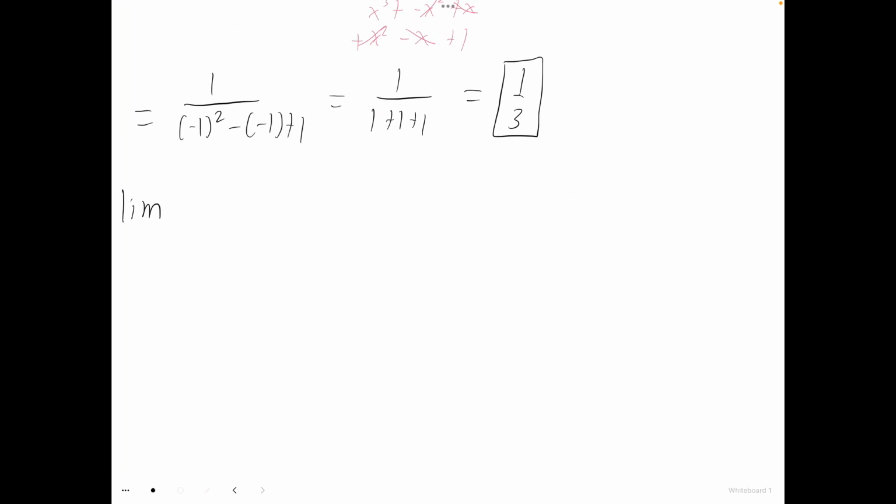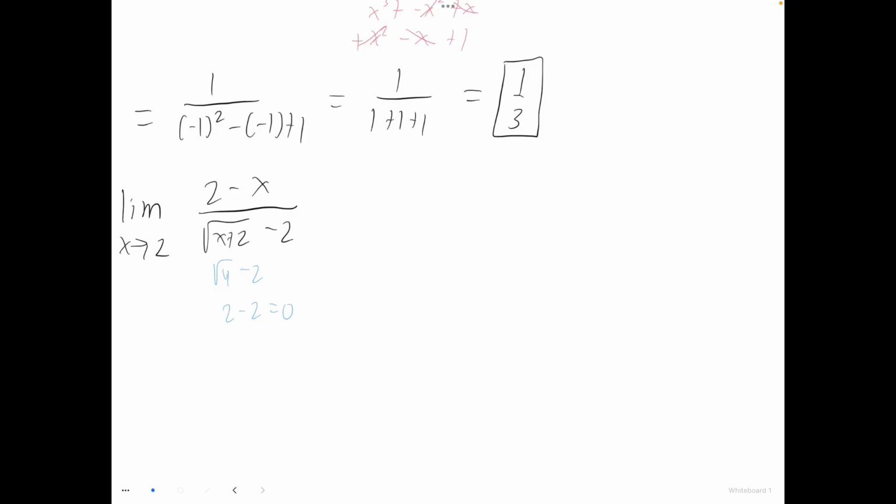Next, let's take the limit as x goes towards 2 of 2 minus x divided by the square root of x plus 2 minus 2. So now, as a reminder, when we have a radical appearing in the expression, and we can't just plug things directly in, which you can check if you plug in 2 on the bottom, we're going to have the square root of 4 minus 2, which is 2 minus 2, which is 0. So we can't just plug in 2.